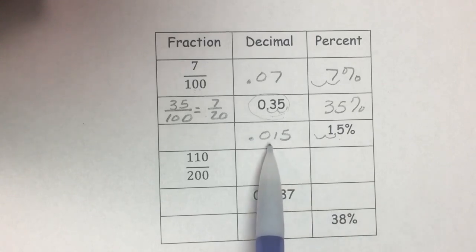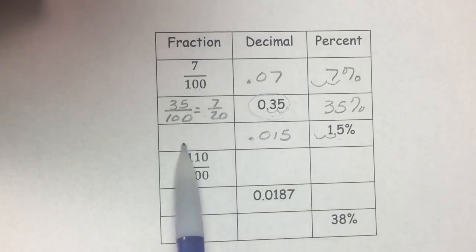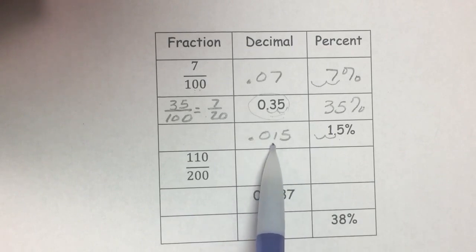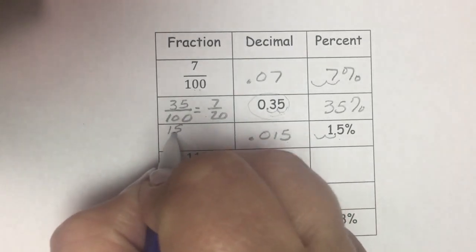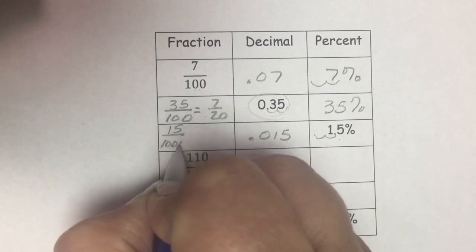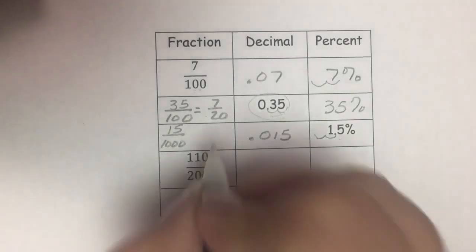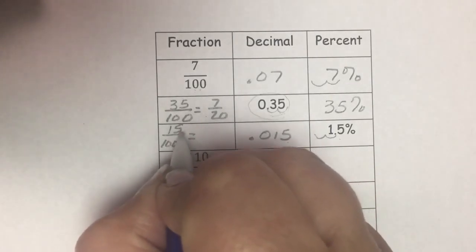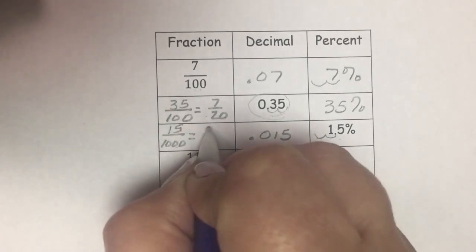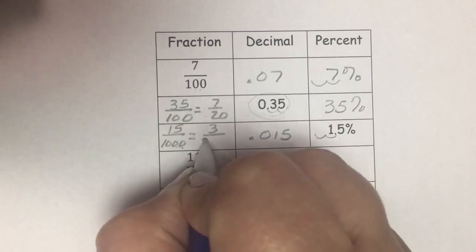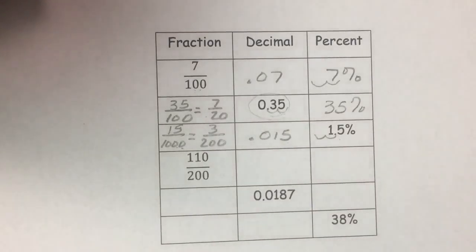And now I'm going to change this decimal to a fraction. Well, if I read this correctly, it's going to be 15. And what place is the 5 in? It's in the thousandths place. So it would be 15/1000. And I'm going to reduce it. So I'm going to divide both top and bottom by 5. So 15 divided by 5 is 3, and 1,000 divided by 5 is 200.